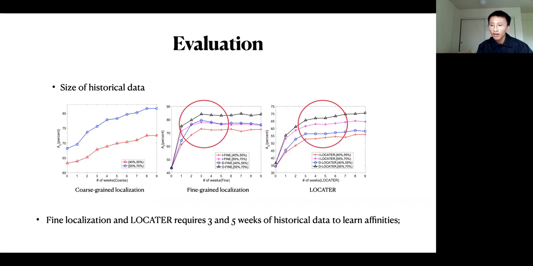We focus on the fine and overall accuracy here, and we observe that the fine-grained algorithm and locator require about 3 and 5 weeks of historical data to learn affinities. For the fine-grained algorithm, after 3 weeks, more data would not increase the accuracy of the algorithm.